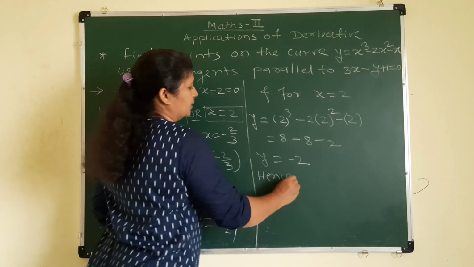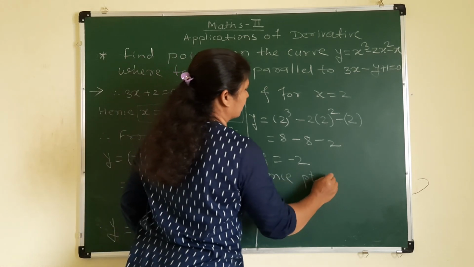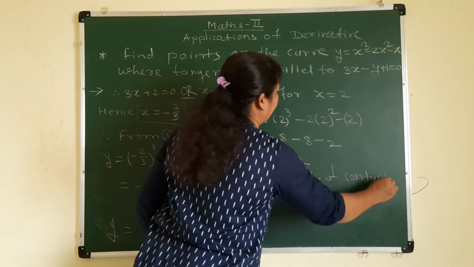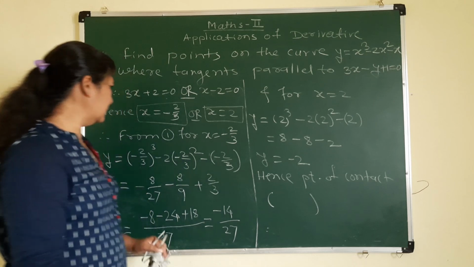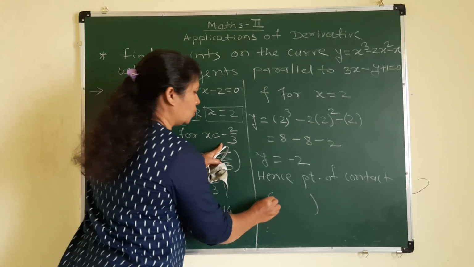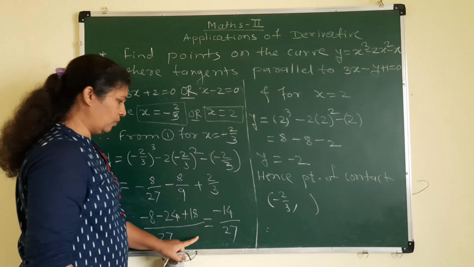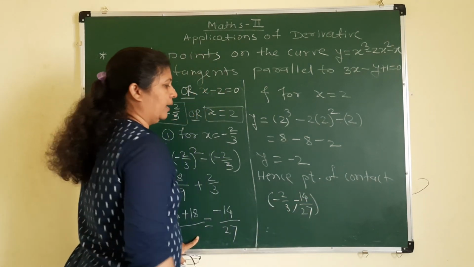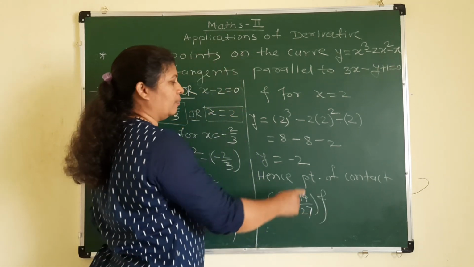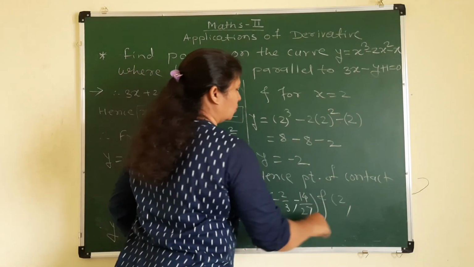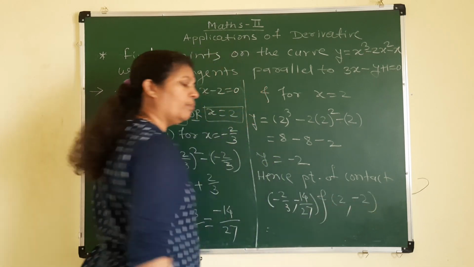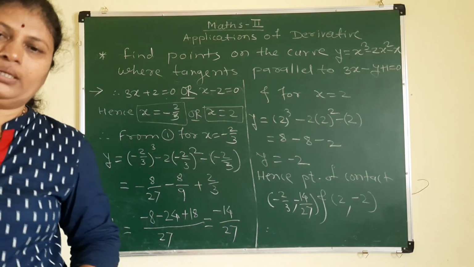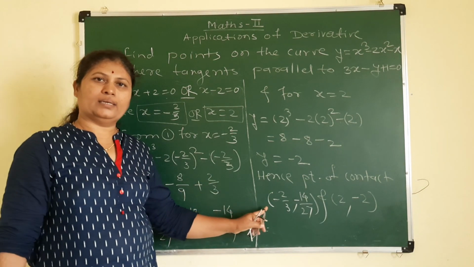Hence, what are the points of contact? Yes, points of contact, they are, first point of contact is ordered pair minus 2 by 3, comma, value of y is minus 14 by 27, and second point is x is equal to 2 and y is equal to minus 2. So these are the required points of contact. Okay, is that clear? Okay.